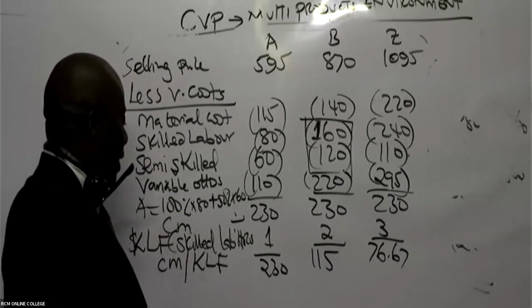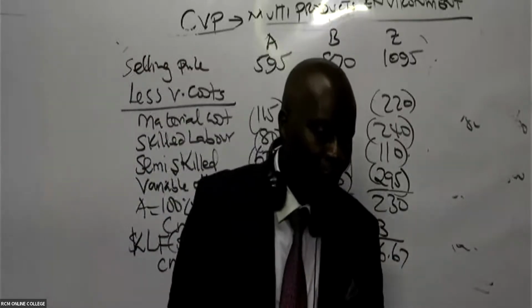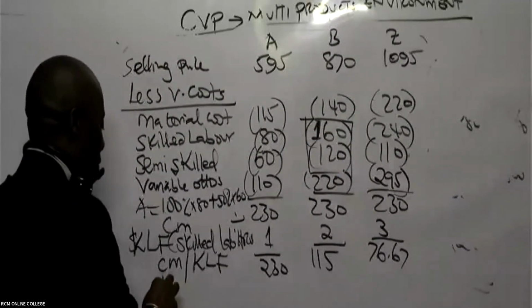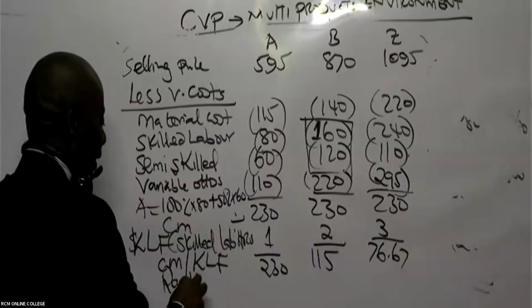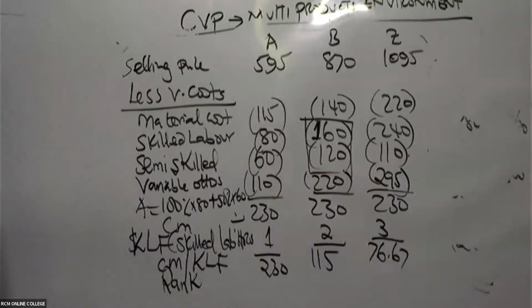So then after getting CM per key limiting factor, what was the next step? Don't look at your books. We rank. So come here and rank. Remember, the higher the CM per KLF, the better the product. So then which one is the very best?